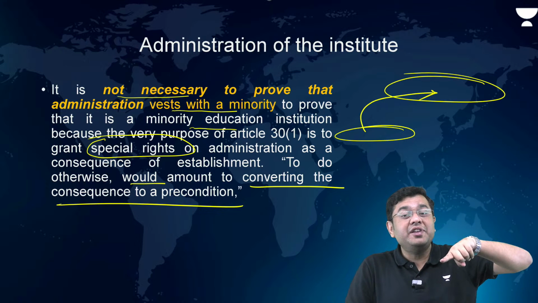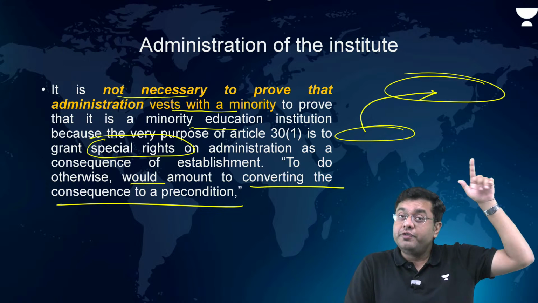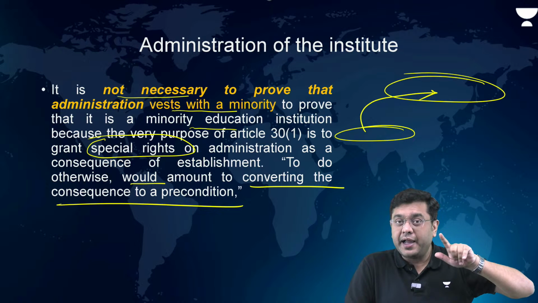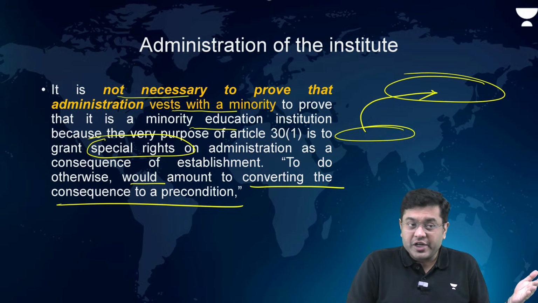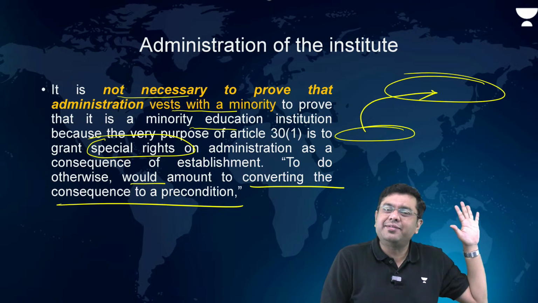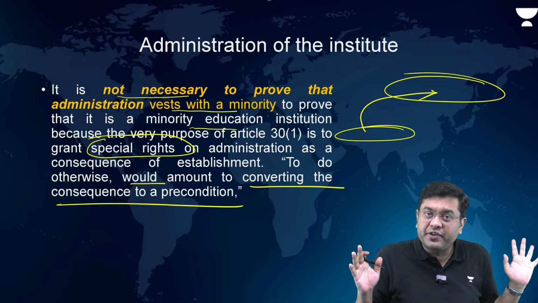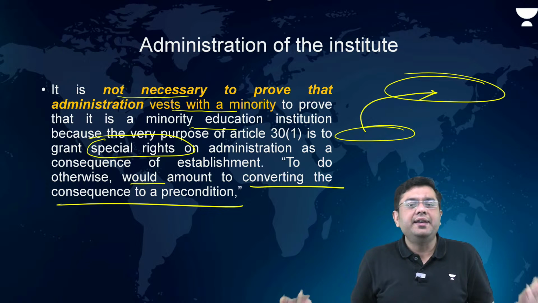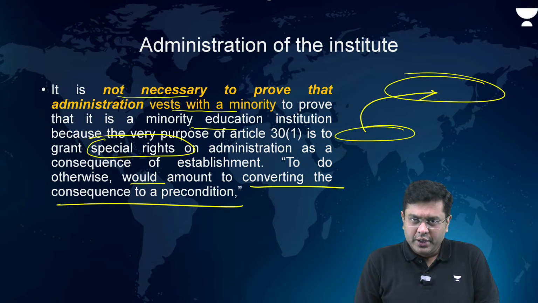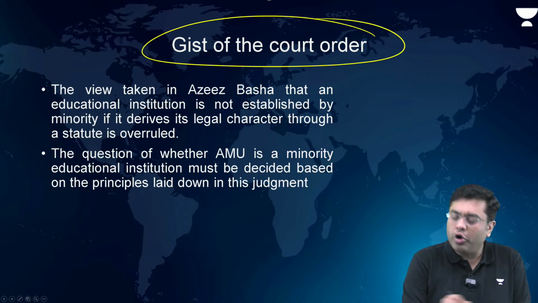So the 1967 judgment and the quashing of the 1981 Act by the Allahabad High Court would have wide-scale ramifications. That is what the Supreme Court has overturned. Now the case specifics of Aligarh Muslim University will be decided by some other bench. So overall, what is the gist of the court order?